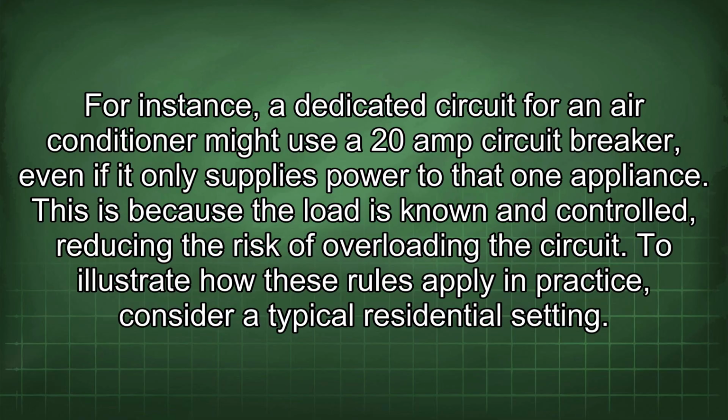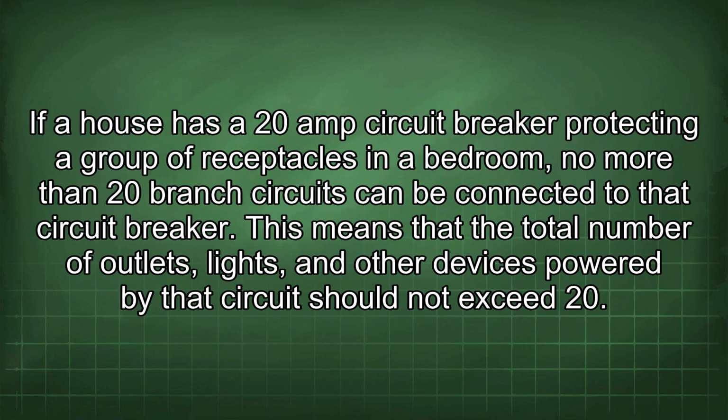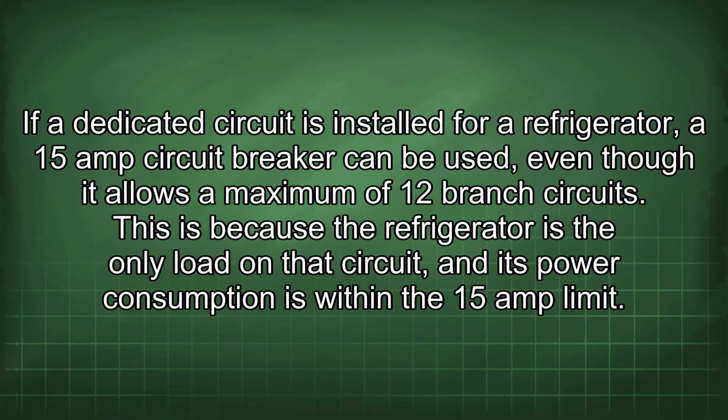To illustrate how these rules apply in practice, consider a typical residential setting. If a house has a 20 amp circuit breaker protecting a group of receptacles in a bedroom, no more than 20 branch circuits can be connected to that circuit breaker. This means that the total number of outlets, lights, and other devices powered by that circuit should not exceed 20. If a dedicated circuit is installed for a refrigerator, a 15 amp circuit breaker can be used, even though it allows a maximum of 12 branch circuits.